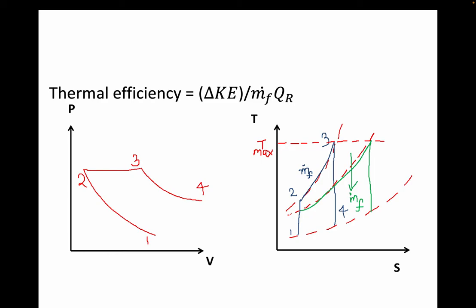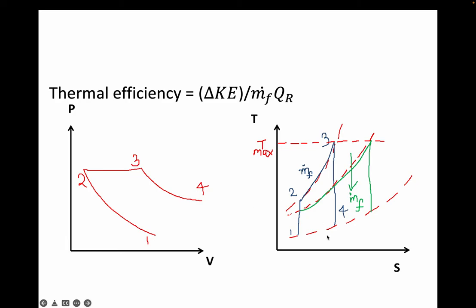Thermal efficiency is defined as the change in kinetic energy per unit of energy produced by burning of fuel. So here you can see that in the denominator we have m dot f into Qr, that is the energy produced by burning the fuel coming in at a rate of m dot f, and delta KE is the change in kinetic energy. So basically, how much more energy will I get in the air by giving a certain amount of energy through the fuel. So efficiency is always get by give.